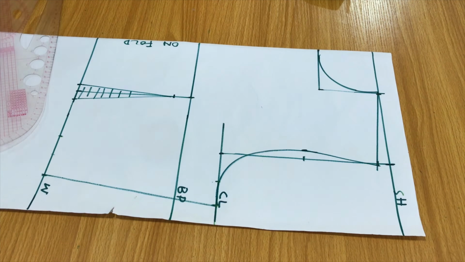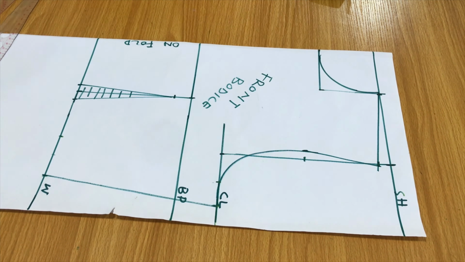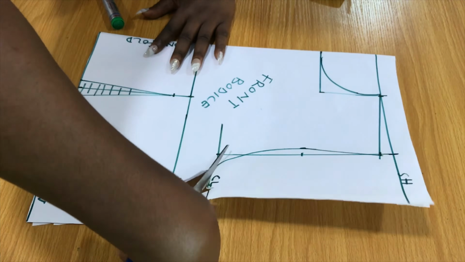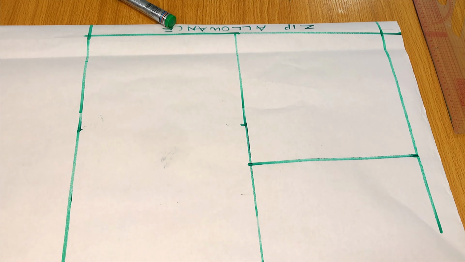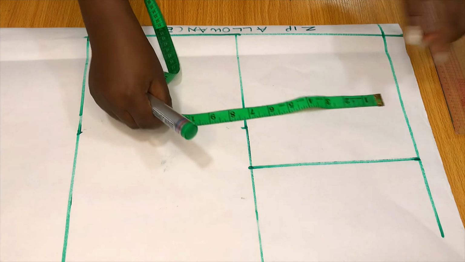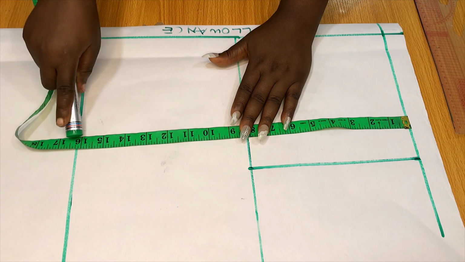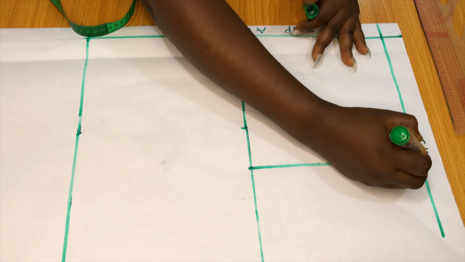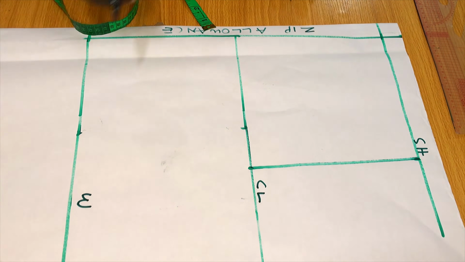And right here we have our front bodice, and I'll just indicate that here. Then I'll go ahead and cut out the pattern. So guys, this is the back, and I have the zipper allowance of 1 inch there. Then I have the chest line, the waist area. So I'll just go ahead and label each part. This is the shoulder line, this is the chest line, and here we have the waist line.